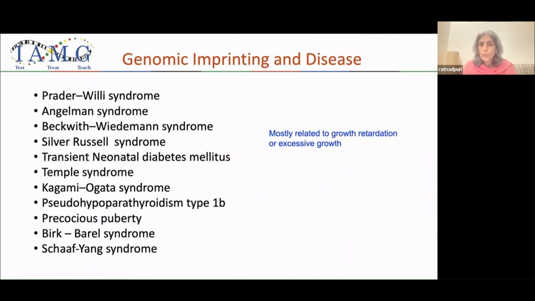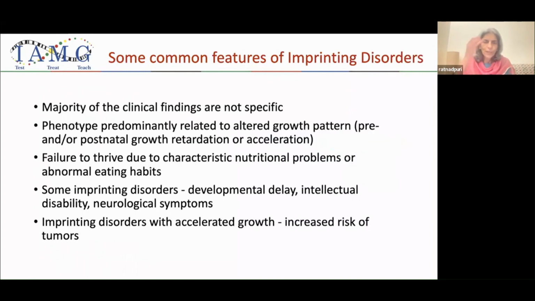Now, these are the host of disorders that have been identified that occur because of genomic imprinting. Prader-Willi syndrome, Angelman syndrome, Beckwith-Wiedemann, Silver-Russell, transient neonatal diabetes, Temple, Kagami-Ogata, pseudohypoparathyroidism type 1b, precocious puberty, Burke-Barrel, and Schaff-Young syndrome. And it's important to note that most of the syndromes that occur as a result of genomic imprinting are related to growth retardation or excessive growth.